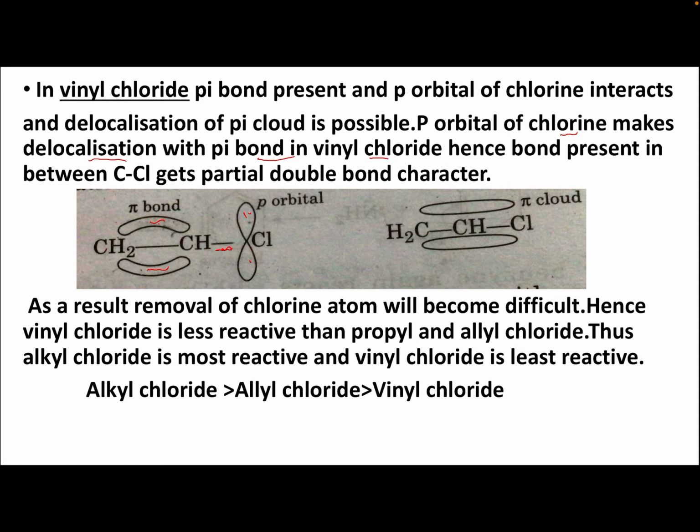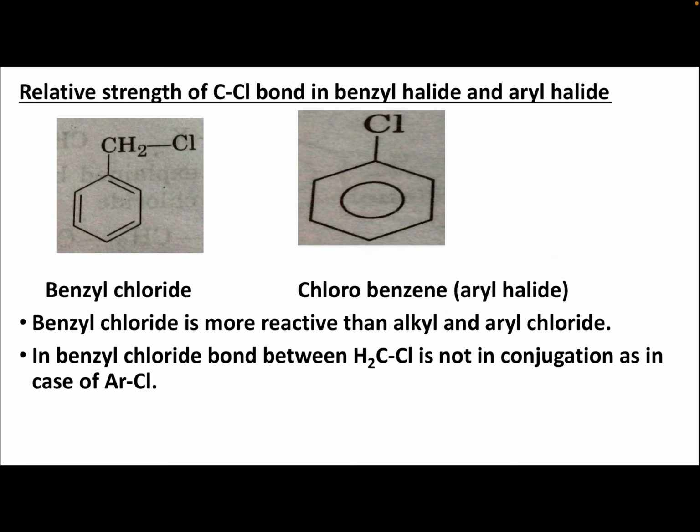Hence vinyl chloride is less reactive than alkyl and allyl chloride. Thus alkyl chloride is most reactive and vinyl chloride is least reactive. So we can say that alkyl chloride is most reactive, then allyl chloride, then vinyl chloride. That means alkyl chloride is most reactive and vinyl chloride is least reactive.